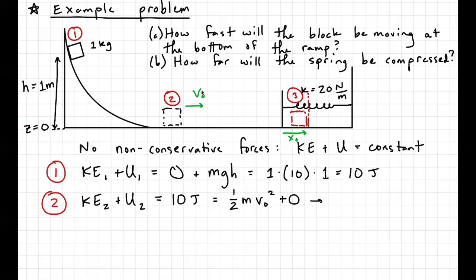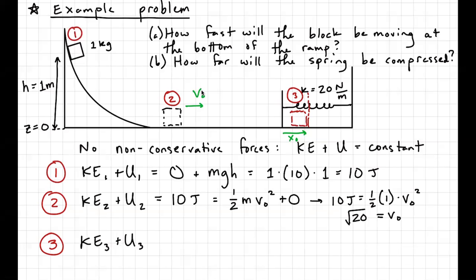So we can solve this by saying 10 joules equals 1/2 times 1 times v naught squared. So root 20 equals v naught. All right, so that was part A. That was nice. At spot 3, we can do the same thing. Kinetic energy at the third spot plus potential energy at the third spot. That will still be equal to 10 joules because energy is conserved, or mechanical energy is conserved.